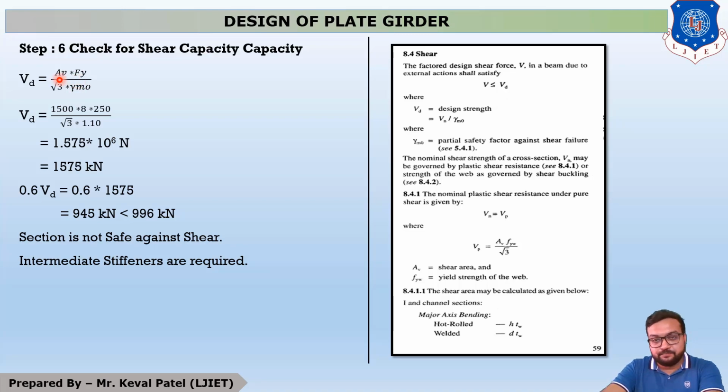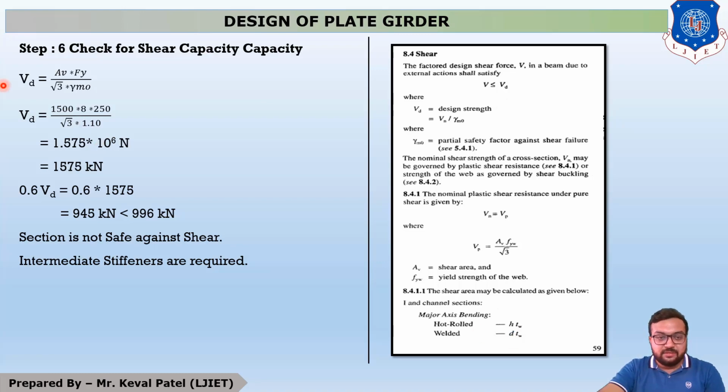Now what is Av? You can see that Av is shear area, and the equation of shear area is given on page number 59. There are two types of sections. First is rolled section, which is a ready-made section available in the market, and second one is welded section. So for welded section, we have to provide a welded plate girder over here. For welded section, our shear area is D into tw.